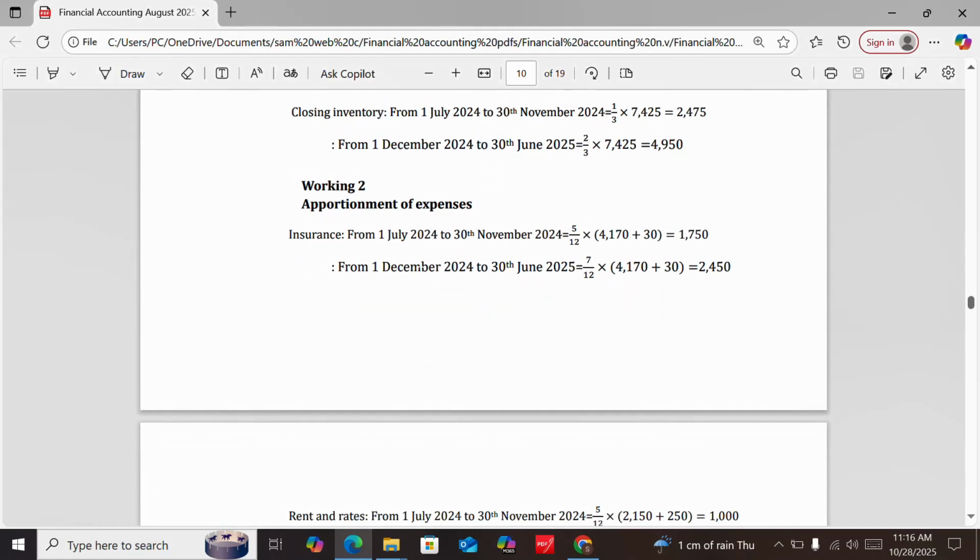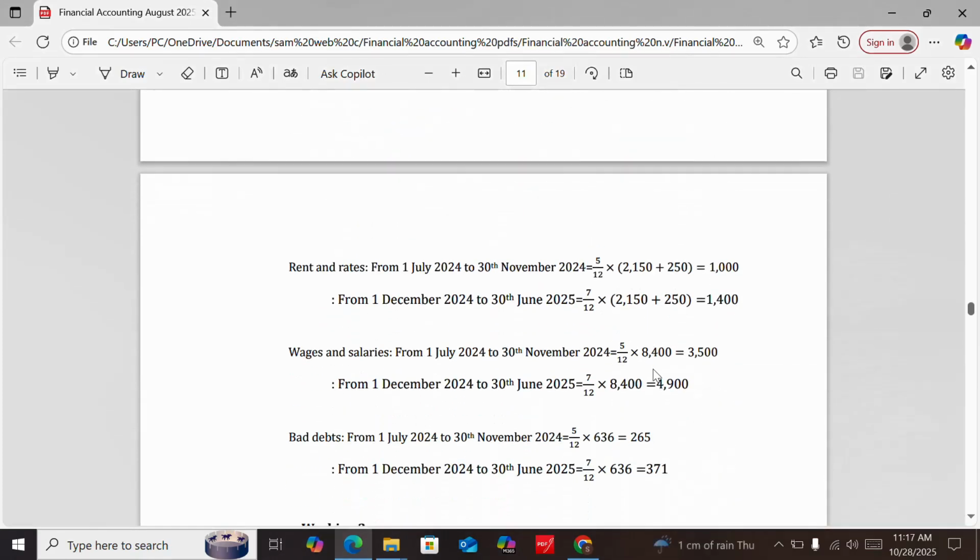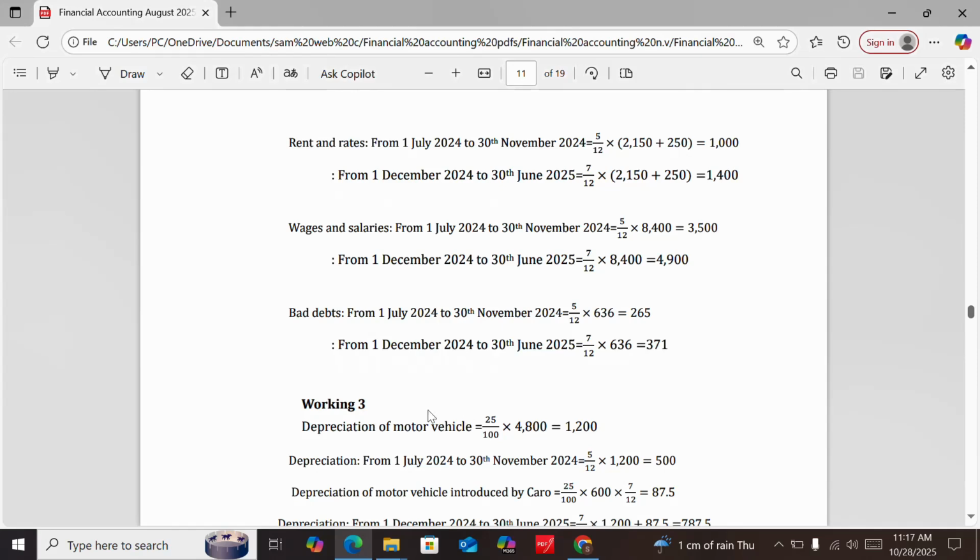Then also the expenses have been apportioned in working 2. Insurance: the expenses have been apportioned according to the time period, so this is 5 months out of 12 months. So this is what was paid, and this is the accrued insurance. Also rent and rates have been apportioned according to time period. This is what was paid, and then this is the accrued. Wages and salary apportioned according to time. Bad debts apportioned according to time.